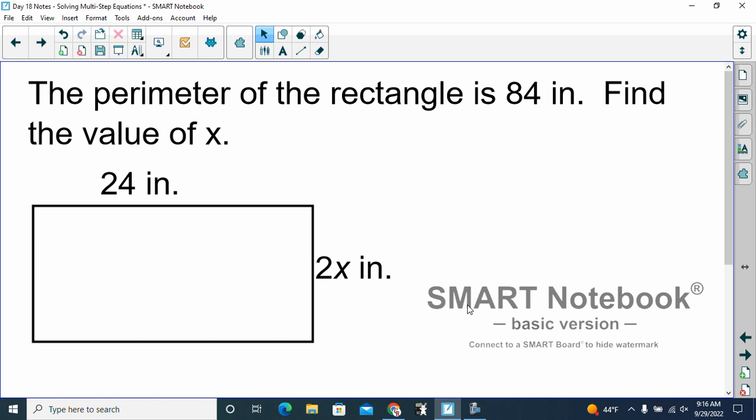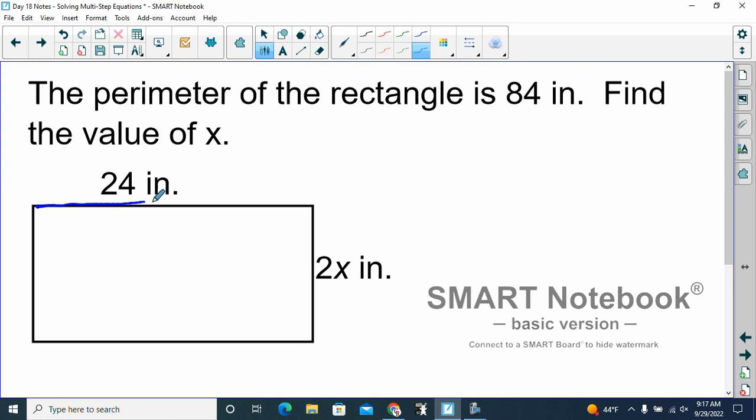If this were on an Algebra 1 quiz or test, it would probably say set up an equation and solve your equation to find the value of x. So you can't just plug in some stuff for x and then figure out which one works. We need to set up the appropriate equation that we can then solve. So perimeter, remember, means to add up all the sides. So we need to add up all the sides of this rectangle.